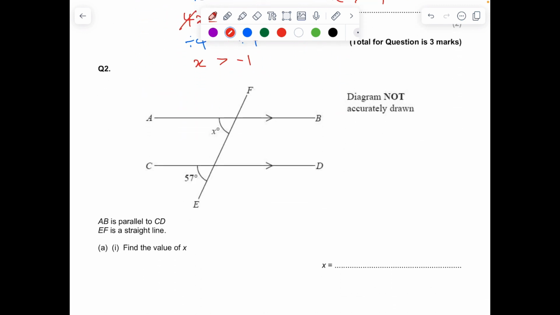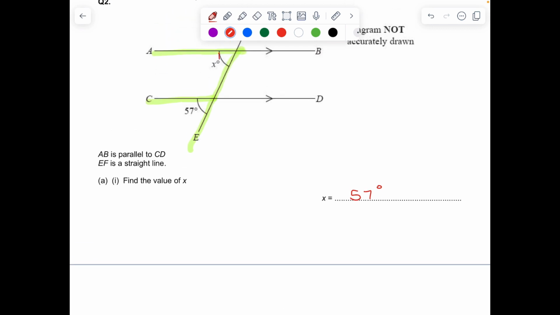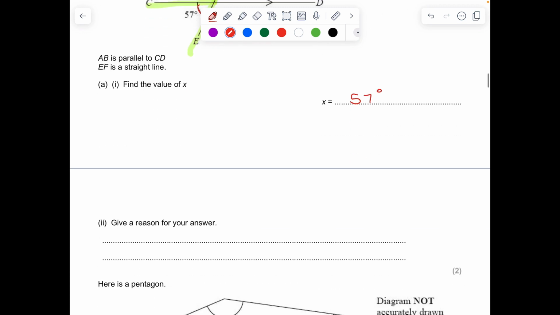Okay, so here we want to find out x, and so this one is the nicest one they could have possibly given you. Look at this. Yeah, so we know that x is 57 degrees, and you've got to give your answer, and it's nice and easy. Because of the F, and you cannot say because of the F, you've got to use the proper wording. So because corresponding angles are equal. Okay, so you need to do that.